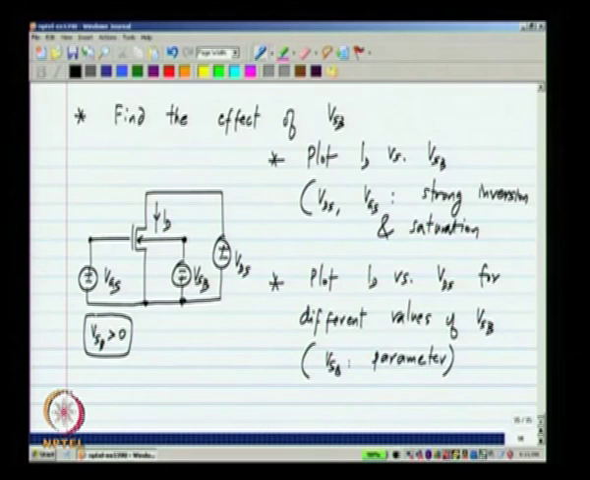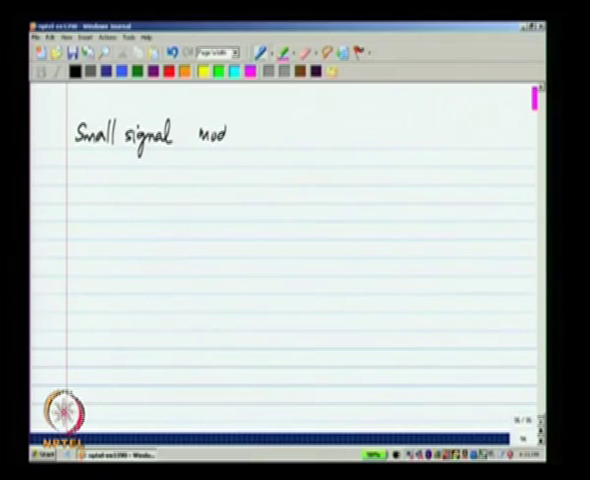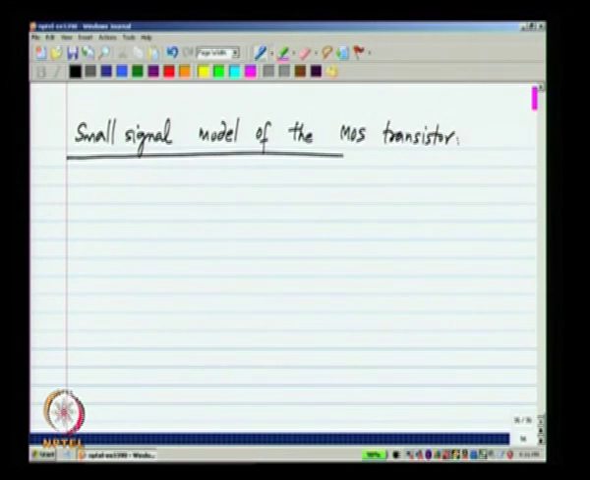So, the previous lecture plus all these exercises should give you a very good idea, very good handle on the large signal characteristics of the MOS transistor. Okay. So, we will now move on to the small signal model of the MOS transistor. Okay.